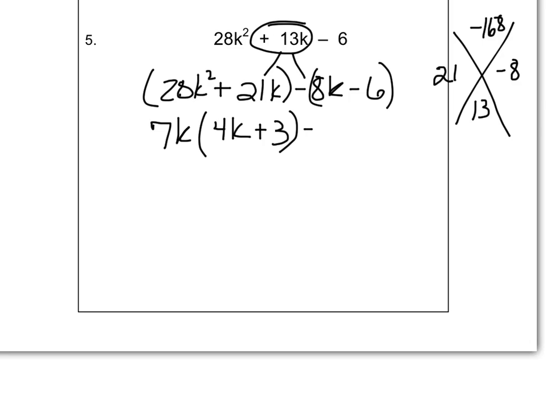And that happens to be a 2. So, negative 8 divided by negative 2 is a positive 4.